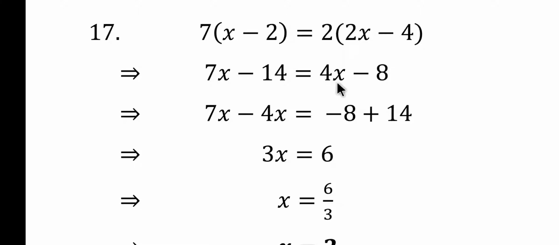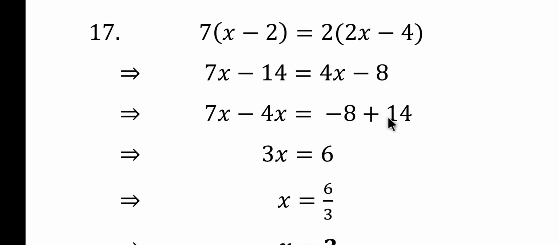Next, we'll take this x term towards left hand side. So 7x minus 4x is equal to, we'll write this one first, minus 8, and this minus 14 comes as plus 14 in the right hand side. So when we take any term from left hand side to right hand side, minus becomes plus and plus becomes minus. So here minus 14 becomes plus 14. So 7x minus 4x gives us 3x, which is equal to minus 8 plus 14.